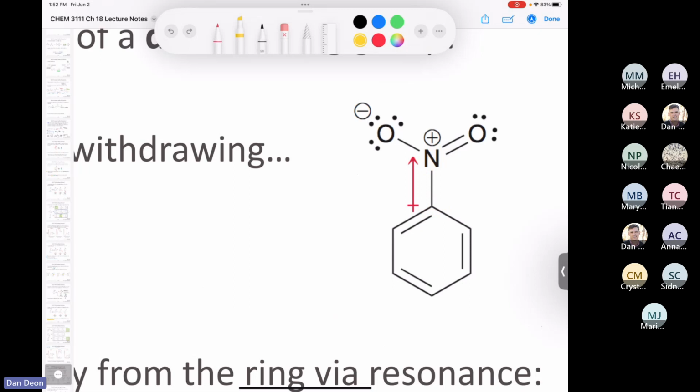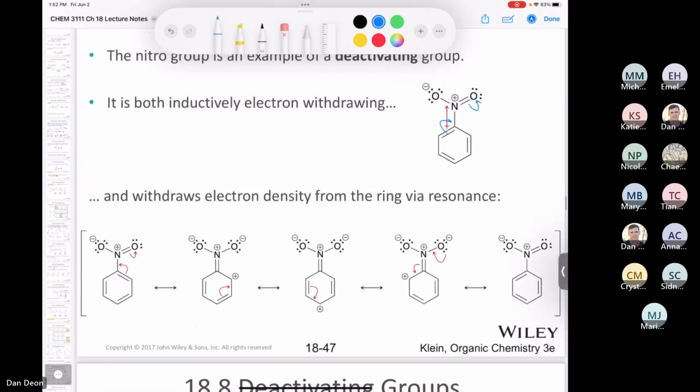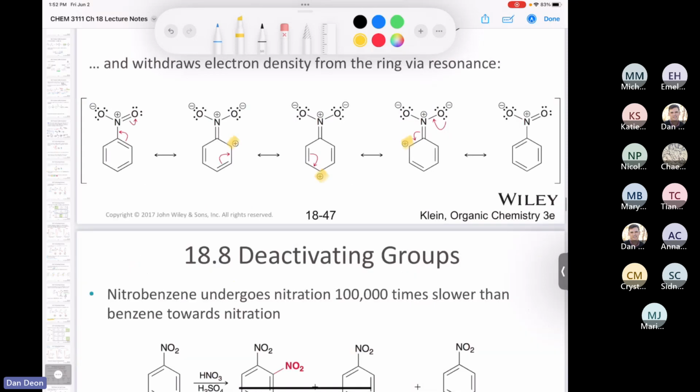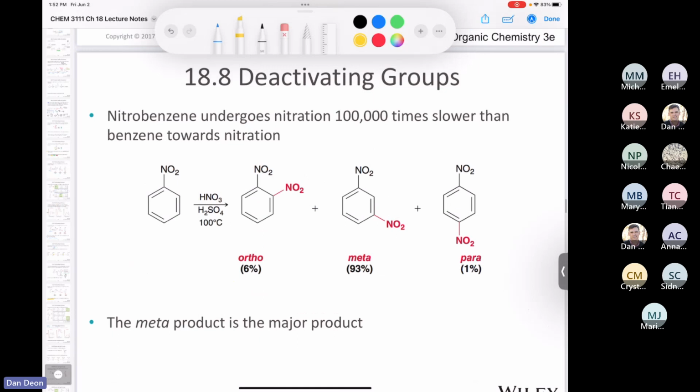That's one way you could do it. But you could also draw a resonance form that shows the delocalization of the pi electrons like this, where you show the electron density being drawn away from the ring in the resonance forms. You see that you have a positive charge here, here, and here on the ring when you draw all the possible resonance structures of nitrobenzene, and you should be able to do that. That's a question I could have asked you way back in chapter 2 of Organic Chemistry 1. And if we look at the actual reaction rate, wrap your head around this one. Nitrobenzene undergoes nitration 100,000 times slower than the reaction of benzene towards nitration.